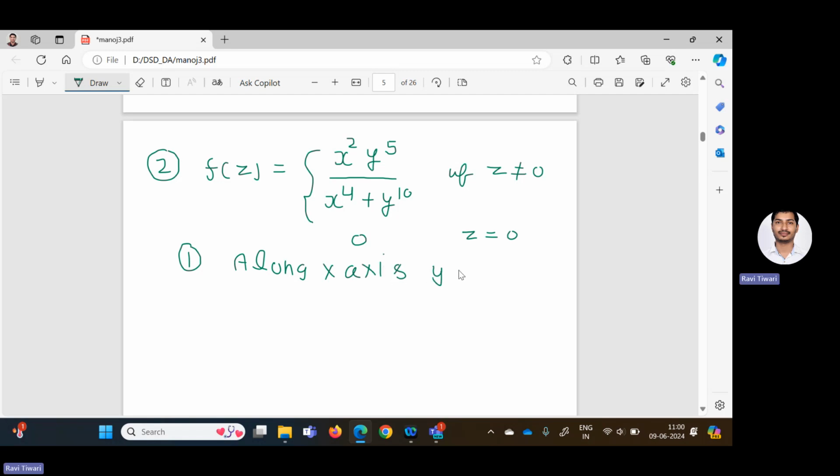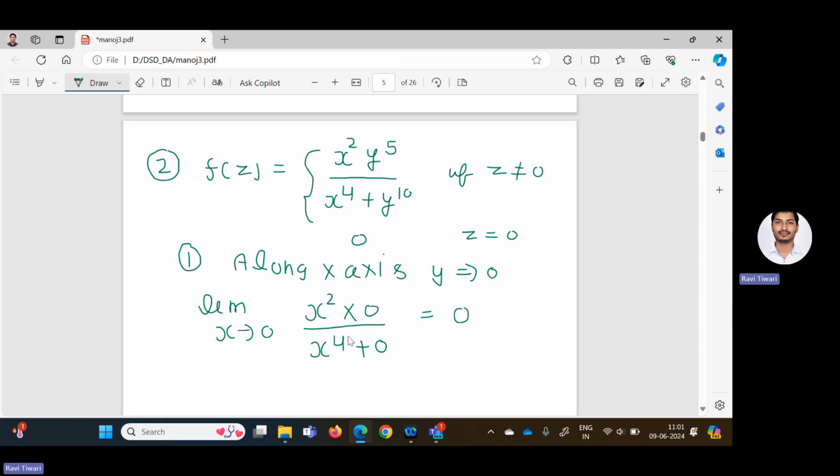so along x-axis, y must be 0. Y 0 means what? We can get only one limit, x tending to 0. Limit x tending to 0, x square, and y is 0. So y power 4 is 0, divided by x power 4 plus 0. And this is again 0. Don't get confused. This is 0 by 0, because before this limit tends to 0, this resultant should be 0. So x tending to 0, this you will get 0.